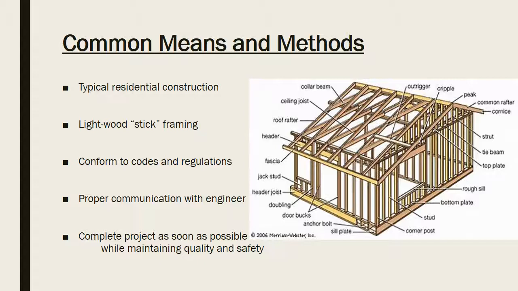So the common means and methods when it came to these projects, because they were your typical residential construction, were light wood stick framing with ceiling joists, roof rafters, headers, header joists, and studs. Making sure that we were conforming to all codes and regulations by the city, and proper communication with the engineer was key in order to make sure that we were sticking to the plans and that everything was structurally okay and sound. And so for our projects, the goal for residential is to complete the projects as soon as possible without hindering anything with quality and safety.